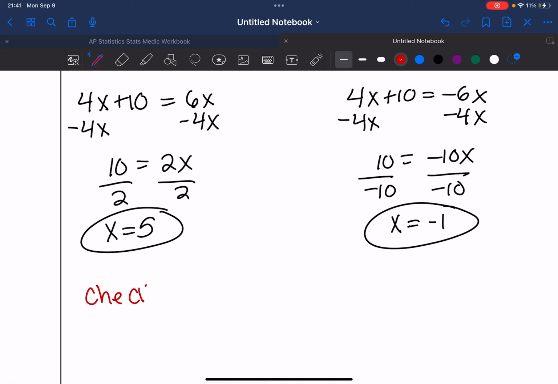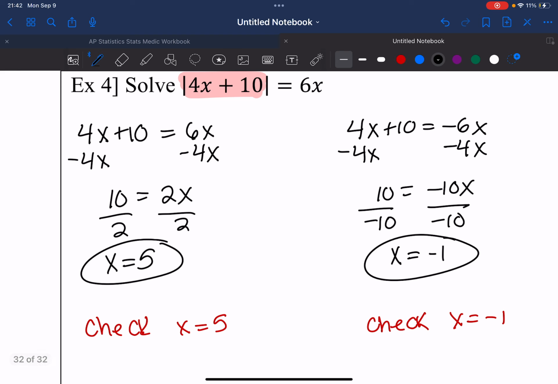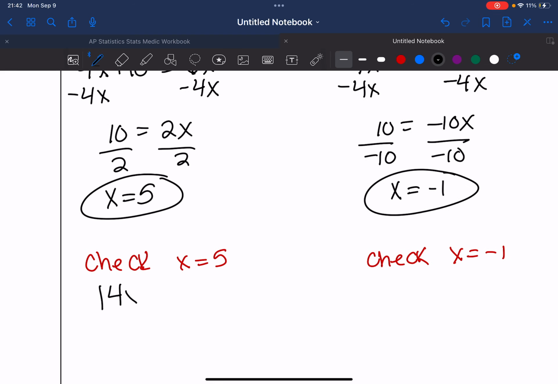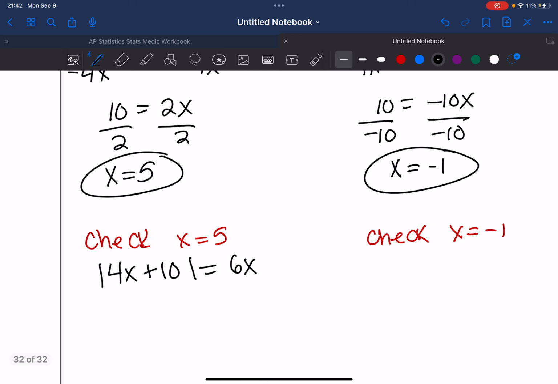So I'm going to check when x is equal to 5, and then I'm going to check when x is equal to negative 1. So in my original problem, I am going to plug in 5 for x. So let me rewrite my original problem first. I have the absolute value of 4x plus 10 is equal to 6x. And where I see an x, I'm going to put a 5. So absolute value of 4 times 5 plus 10 is equal to 6 times 5.